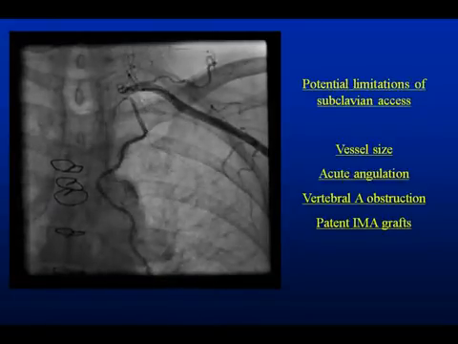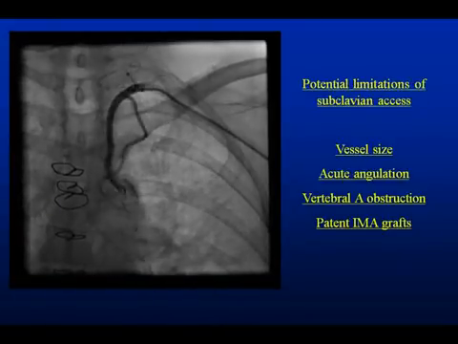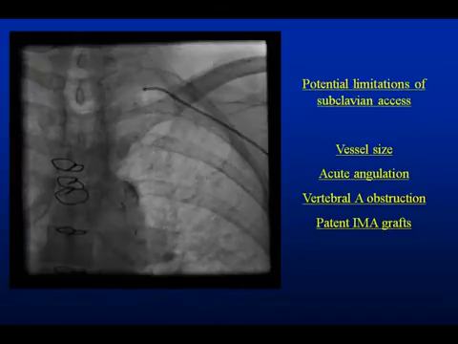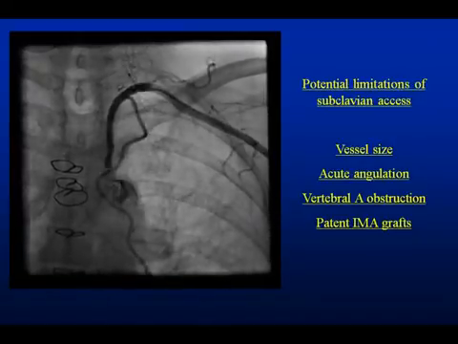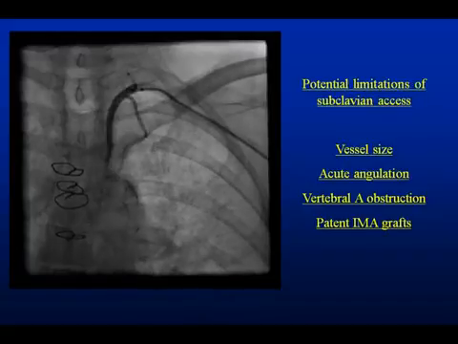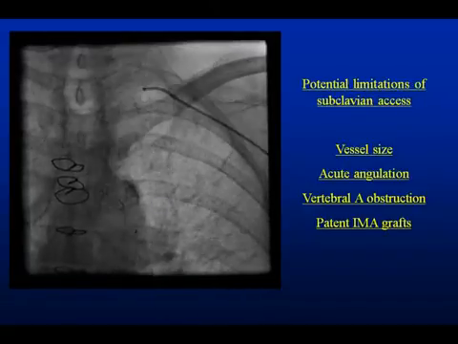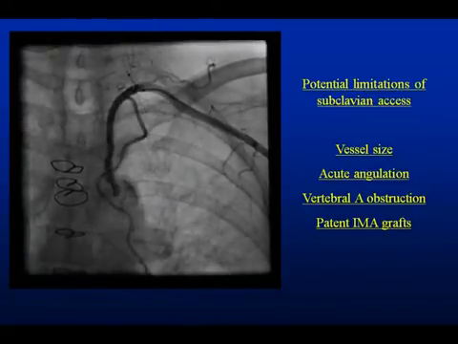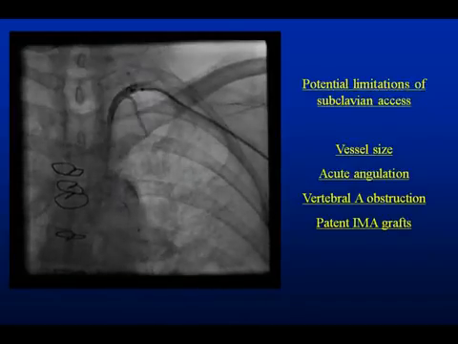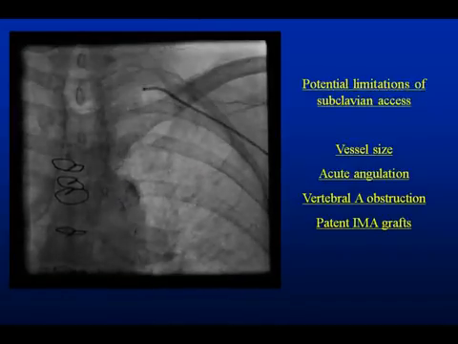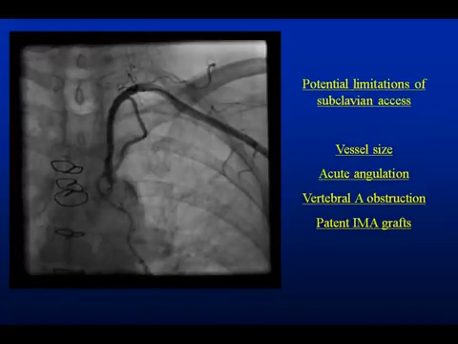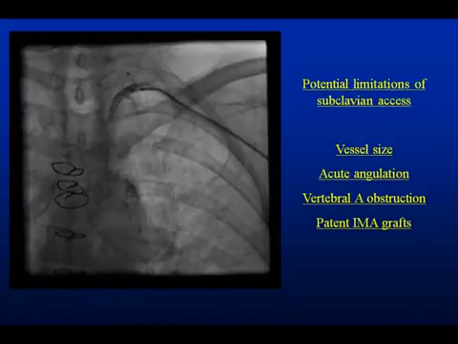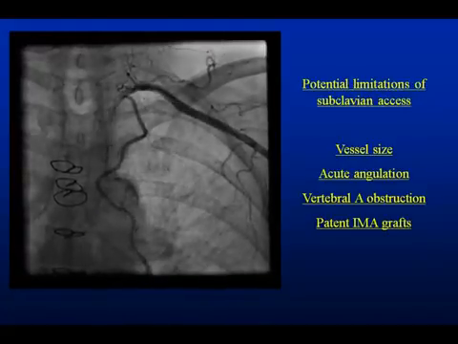But even the subclavian has some limitations. It can be a small vessel. Sometimes this is not very acute, but often there can be really a very acute angulation here. It can be diseased. There can be problems if you have a very dominant vertebral artery in terms of vertebral obstruction, and there are certainly concerns about intubating the subclavian with this large sheath if you have a patent mammary artery.